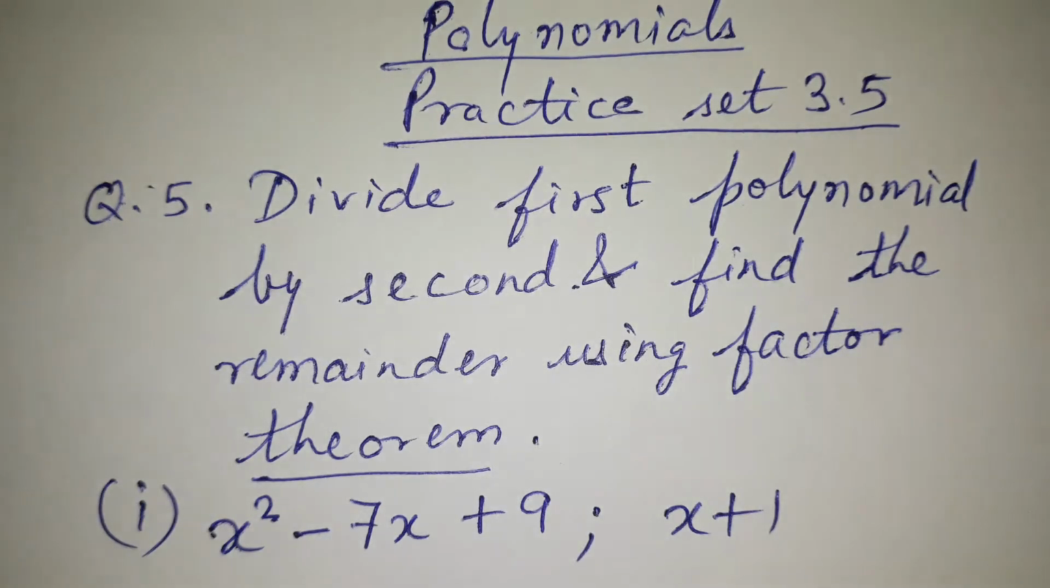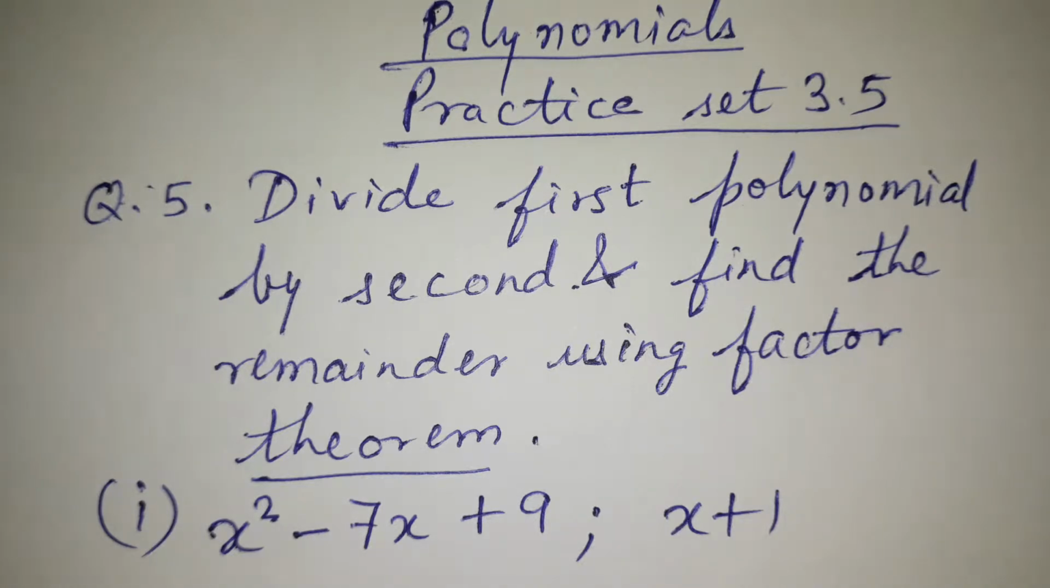Hi friends, today's topic of discussion is from the chapter Polynomials, practice set 3.5, and this is question number 5. Here it has been given: divide the first polynomial by the second and find the remainder using the factor theorem.